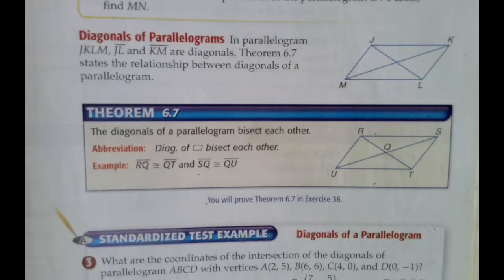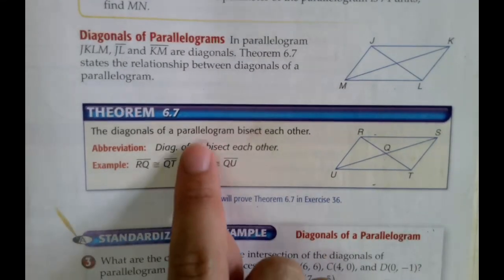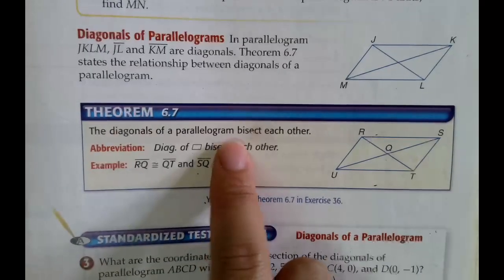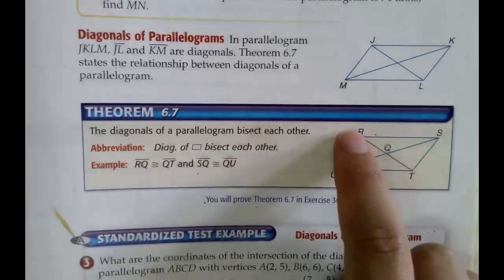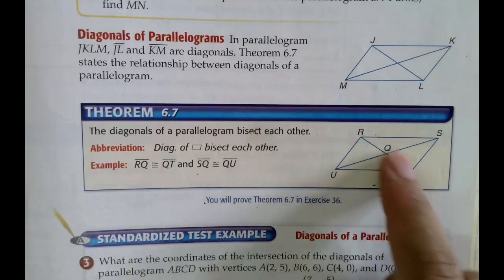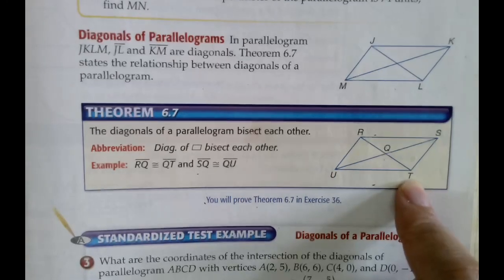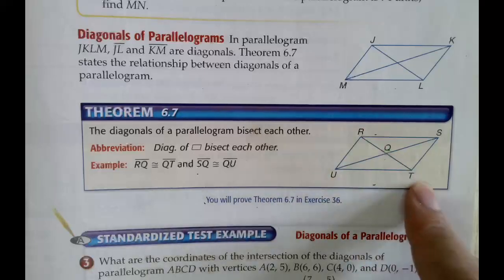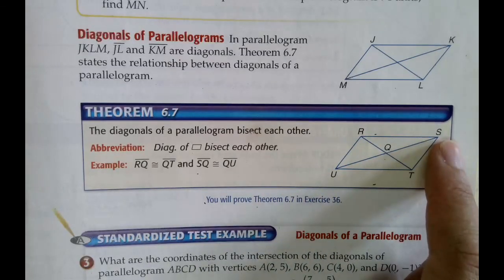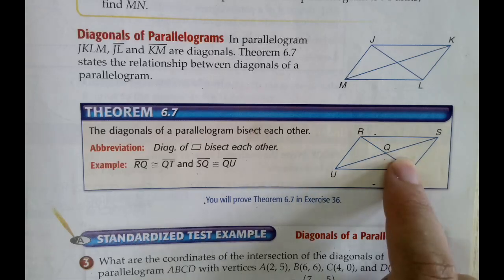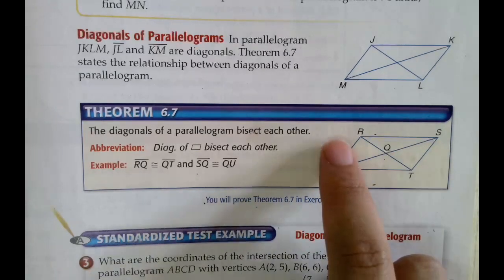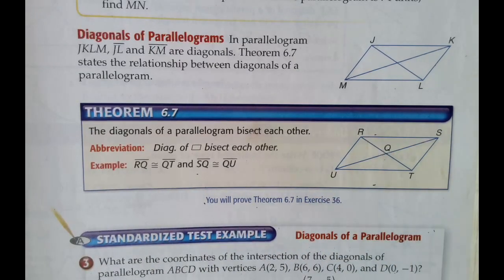Another thing we know about parallelograms is that their diagonals bisect each other. So we looked at diagonals previously, but diagonals go from one vertex to a non-consecutive vertex. Right? So here our parallelogram has two diagonals and they bisect each other. So that's RQ is congruent to QT and SQ is congruent to QU.